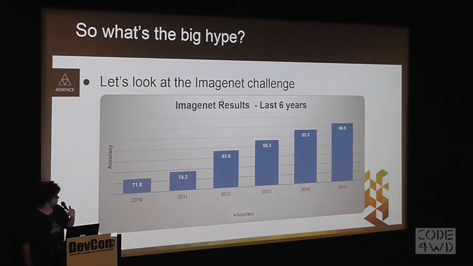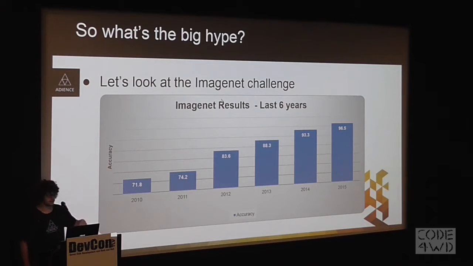What happened in 2012, which enabled this big leap, is that the SuperVision team by Alex Krizhevsky were the first to actually use deep learning for this task. And you can see that amazing leap. The second place in 2012 only reached 75% accuracy, while this one reached 83.6. So they really smashed the competition.